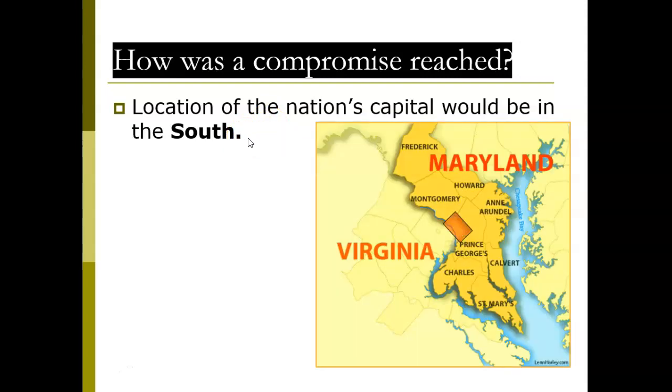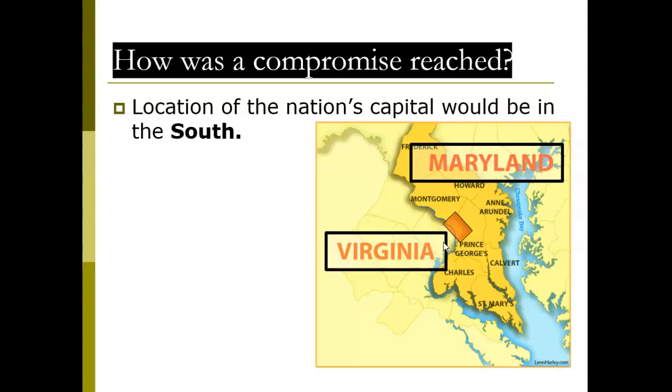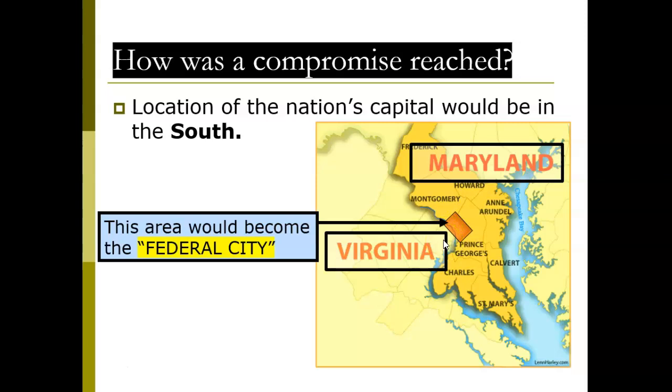So as you look here, right there's the line. It's basically they took a chunk out of Maryland and a little chunk out of Virginia, and that would be the new federal city. And so that's the way a compromise was reached.